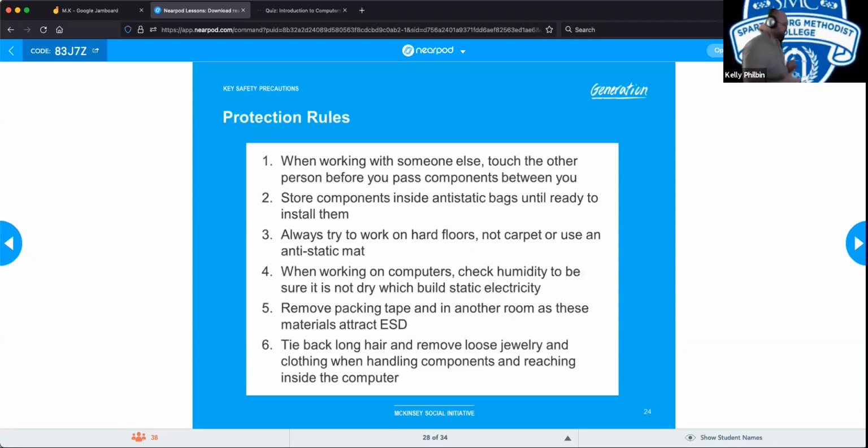Next and finally, Mark and I don't struggle with this. You need to tie back long hair so that it doesn't fall into the computer. And also remove any loose jewelry. Some people have dangly rings and stuff like that. You want to remove all of that stuff. You don't want that to possibly brush up against the component, cause a short, and damage the component in that manner.